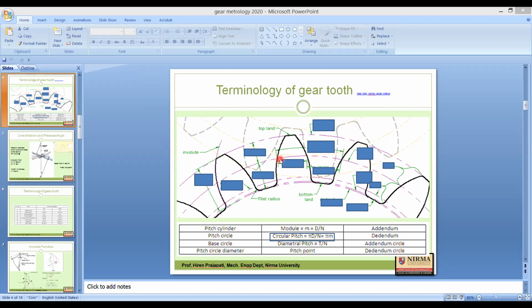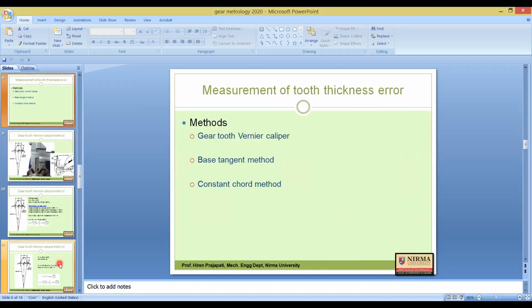Gear tooth thickness is a very important property because it defines the proper rotation, or motion transmission, between two gears. That's why we are not discussing all the different methods for measuring different features. We are only discussing how to check gear tooth thickness error. We'll be discussing three methods: one is the gear tooth vernier caliper, second is the base tangent method, and third is the constant chord. So first we start with the gear tooth vernier caliper.